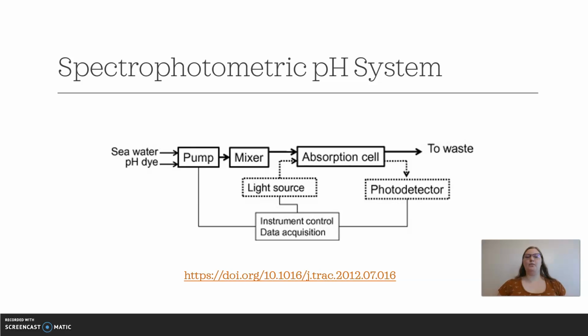So here, what happens is we have seawater, and we have an indicator dye that goes through a pump into a mixer. And the indicator dye mixes with the seawater, and after it mixes, it changes color. And that color will be detected from the absorption cell by the photodetector when it's hit with the light source. And it will measure the absorption. And the instrument control and data acquisition is controlled by the same main system. And it also computes the pH from the absorption that it measures.